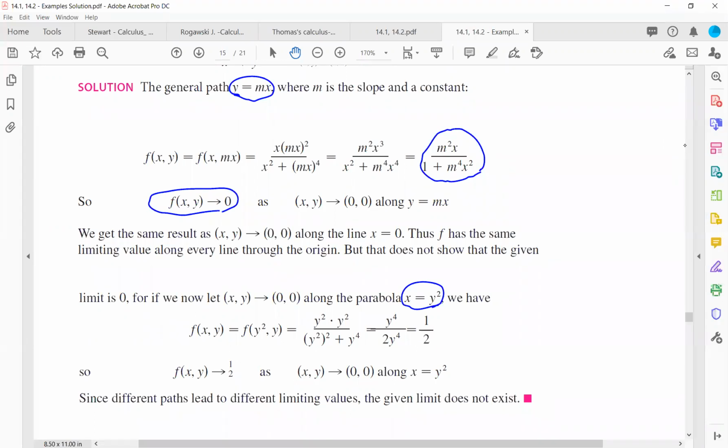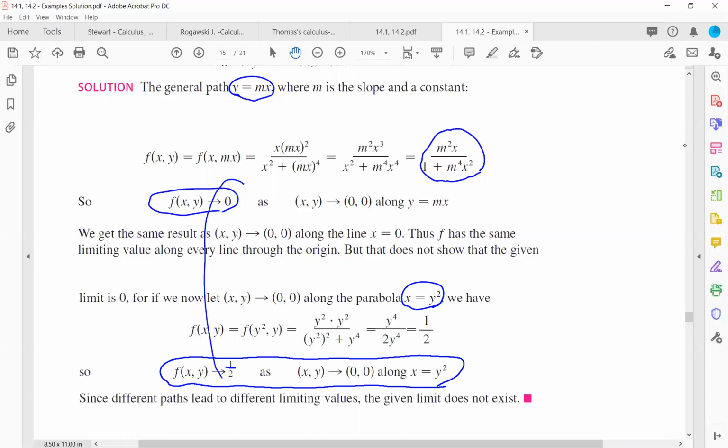So what's the meaning of that? It means that as you walk along the path x equals y squared, the limit of the function is now a half. As you can see, 0 and a half are different from each other. What's the meaning of that? It means that the limit doesn't exist around the origin.